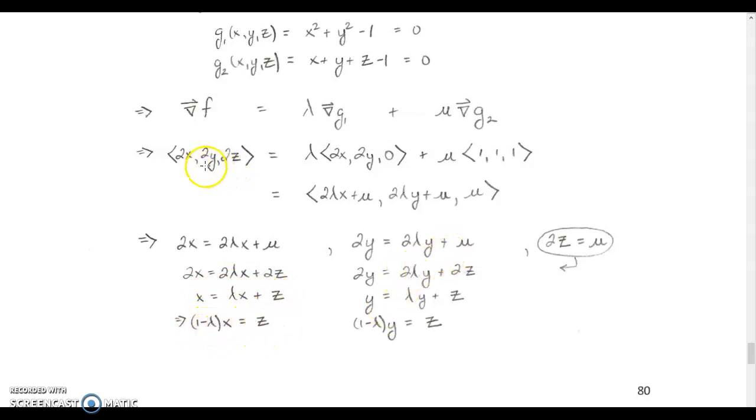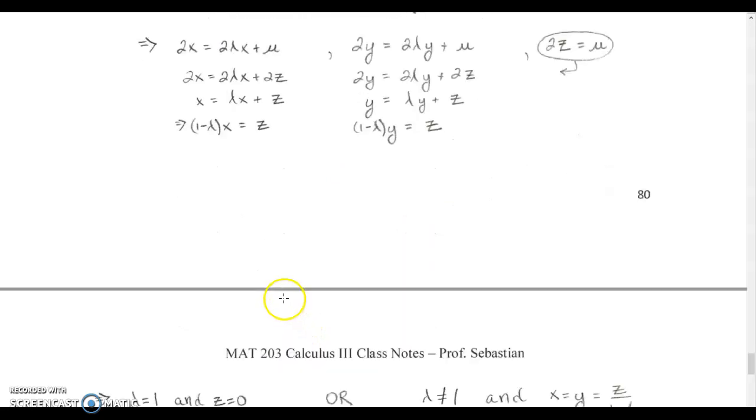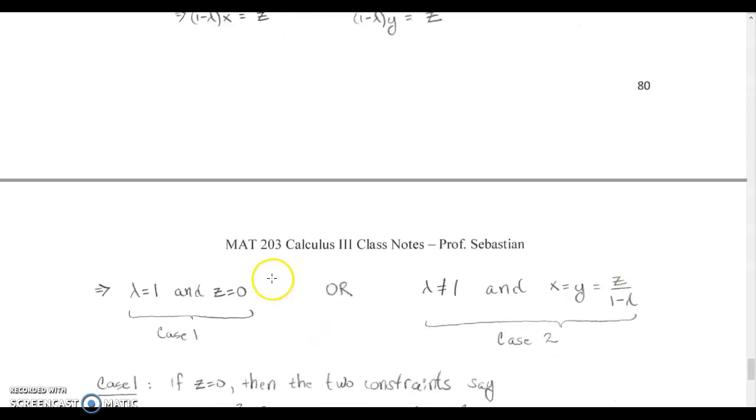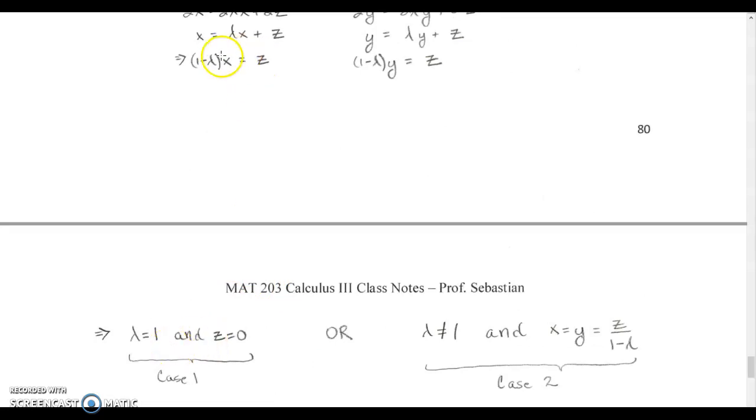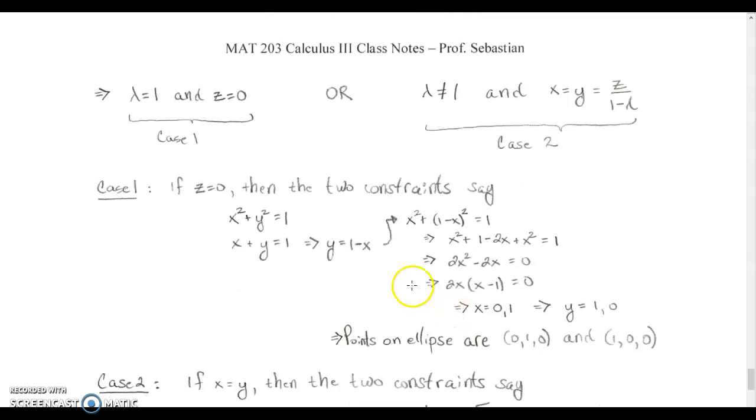And then I do the same thing with 2y equals 2 lambda y plus mu. Again, mu is 2z. So I can get another relationship between y and z. 1 minus lambda y equals z. Okay? So what I have is a situation where lambda equals 1. If lambda equals 1, then that would mean that z has to be 0. That's this case. Or if lambda does not equal 1, then both x and y are z over 1 minus lambda. Case 2. So let's look at case 1 first.